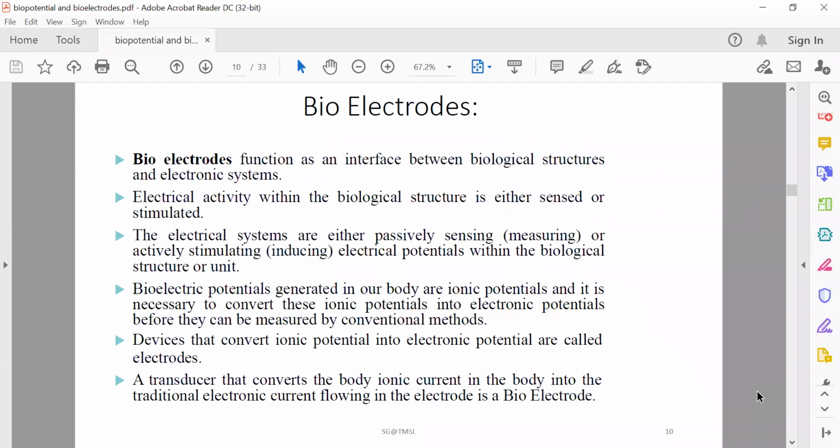The design of electrodes depends on understanding bioelectric potentials in general, and on the measurement of different quantities like pH, oxygen pressure, and carbon dioxide pressure of blood in different ways. Everyone, mute yourself.